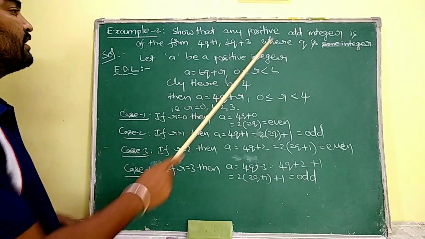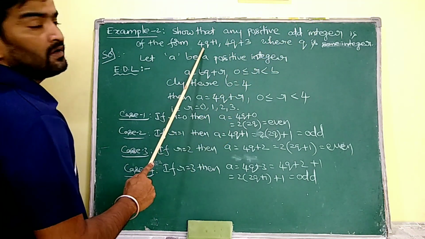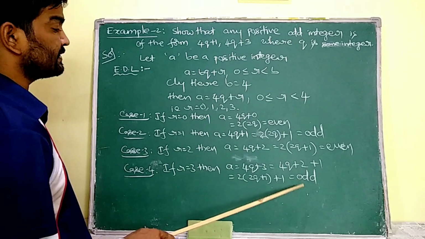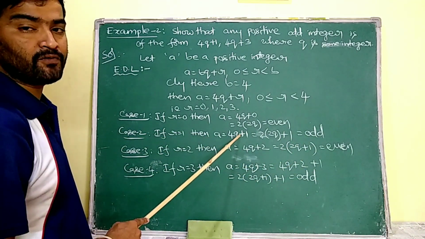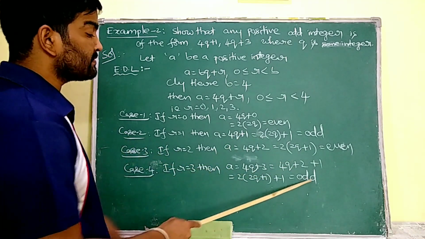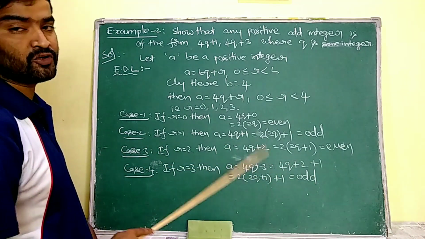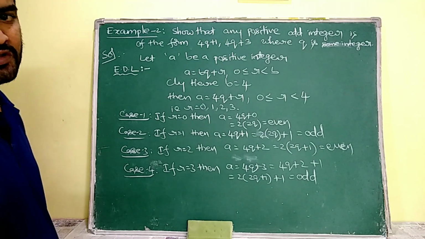Why? Because I have to show any odd integer is in the form of 4q plus 1 or 4q plus 3. See, this a becomes odd if it is in the form of 4q plus 1, and this a becomes odd if it is in the form of 4q plus 3. That is our conclusion.